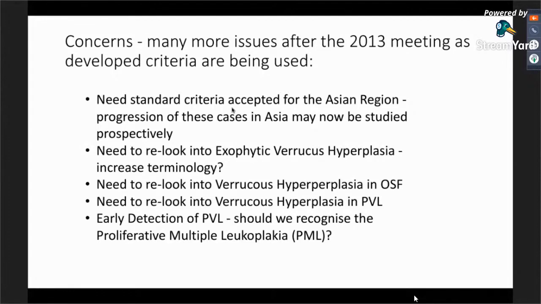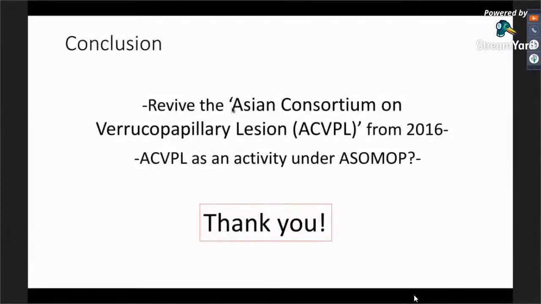So I would like to conclude by saying I would like to call for a revival of the Asian Consortium of Verrucopapillary Lesion, which we started in 2013, and in 2016 we had another meeting, but it's not the whole meeting. And can we put this as an activity under ASOMP? So with that, thank you.